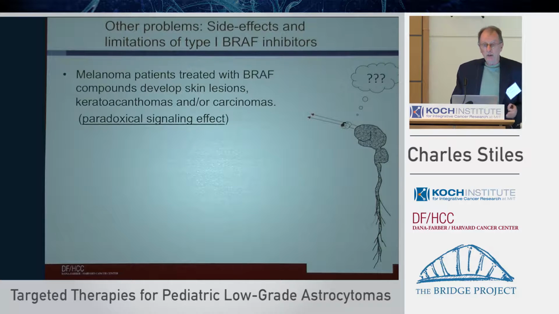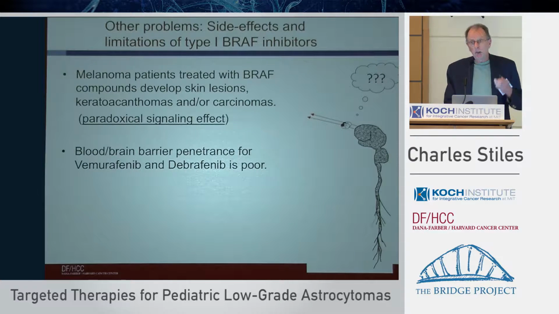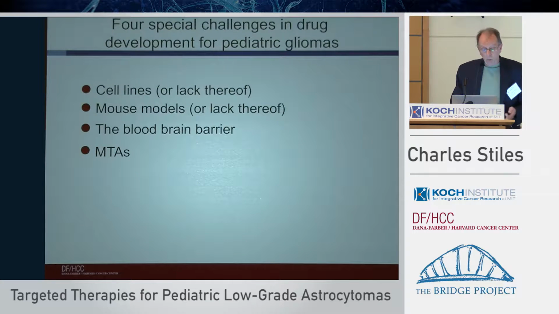So, against that backdrop, we set out to develop or discover RAF inhibitors that would access the blood-brain barrier and work on both flavors of BRAF mutants that we do see in the low-grade astrocytomas. And there are 4 special challenges that we had to overcome. One is cell lines or lack thereof. 2 is mouse models or lack thereof. 3 is blood-brain barrier. And 4 is, as Karen touched upon, the MTAs.